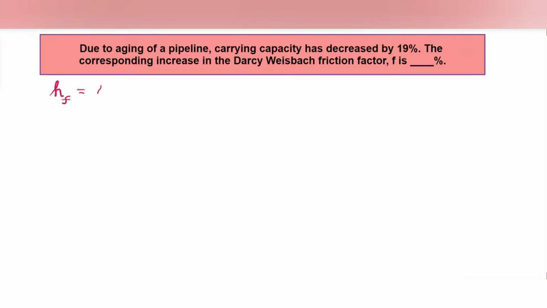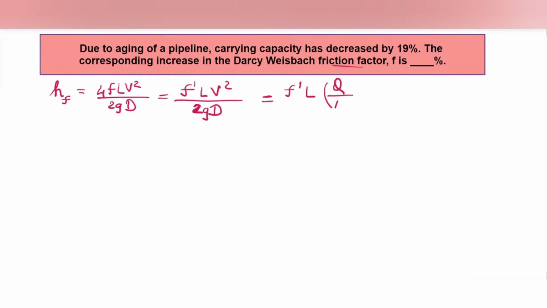First of all, we know that the Darcy-Weisbach equation is HF is equal to 4FLV square by 2GD. Here, as we are having the friction factor, I'll just write this as F dash, where F dash is equal to 4F. So this will be F dash LV square upon 2GD. Now we'll be replacing velocity, and we already know that discharge is equal to area into velocity. Therefore, velocity will be equal to discharge upon area. It will be Q by A whole square.